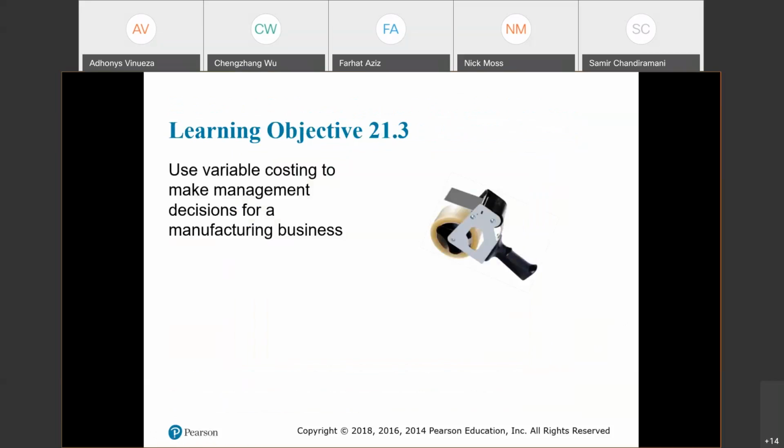So this is a pretty much short chapter. I used only less than 40 minutes to illustrate the learning objective 1 and the learning objective 2. So I believe that's all of this class. And in the next class, let's see how to use the variable costing to make management decisions for both manufacturing and service businesses.